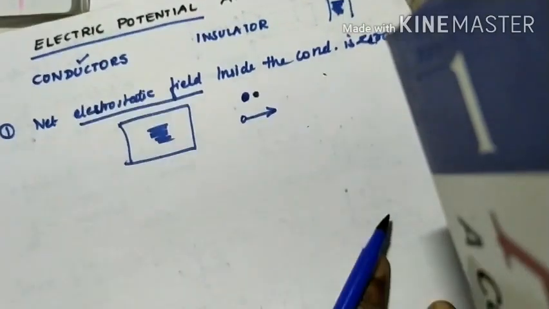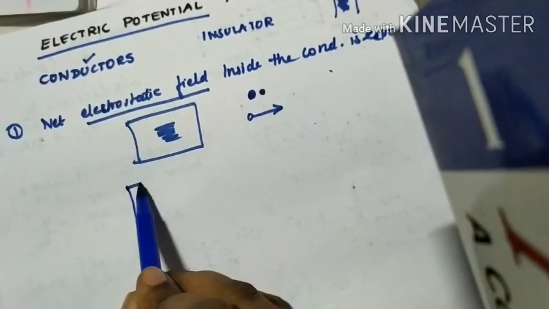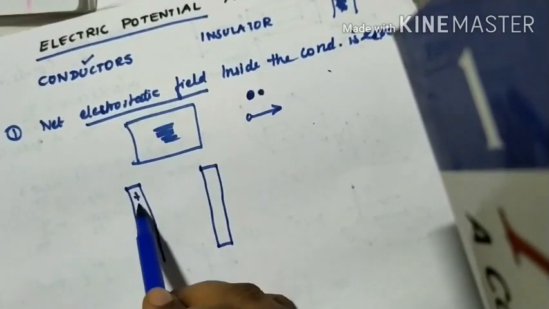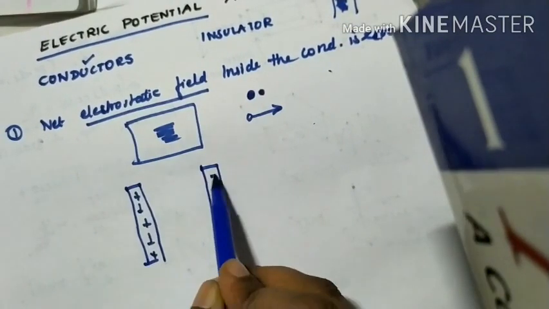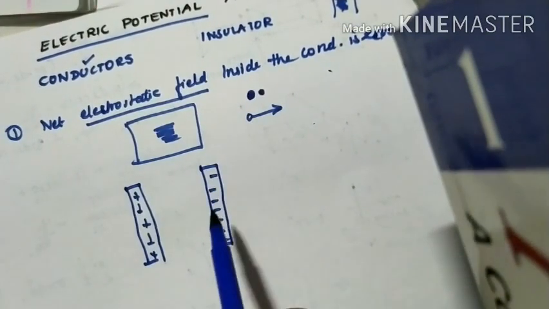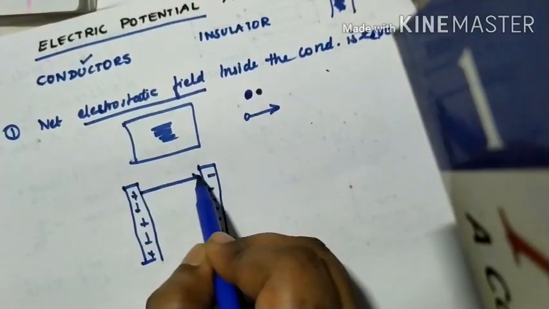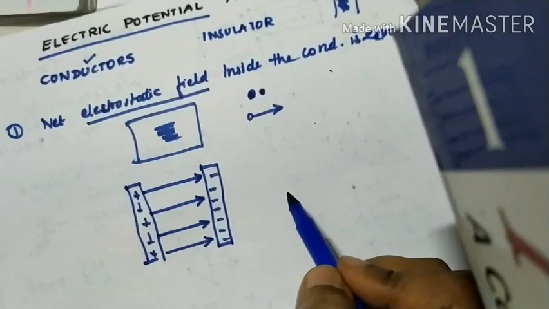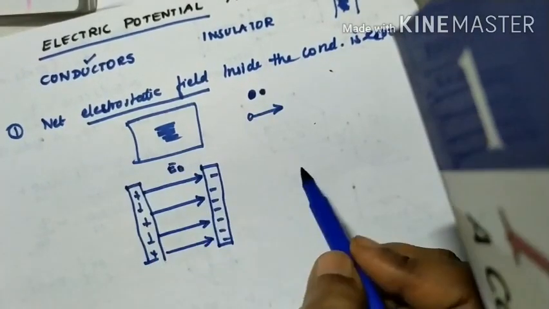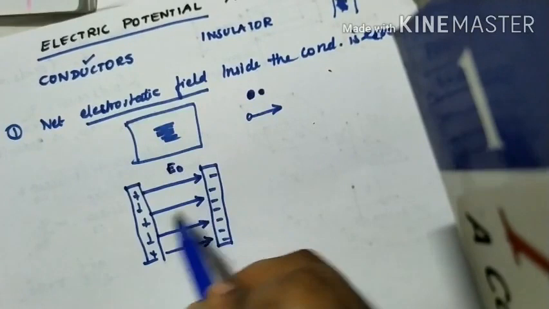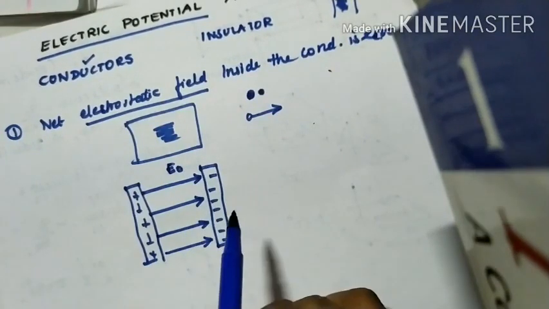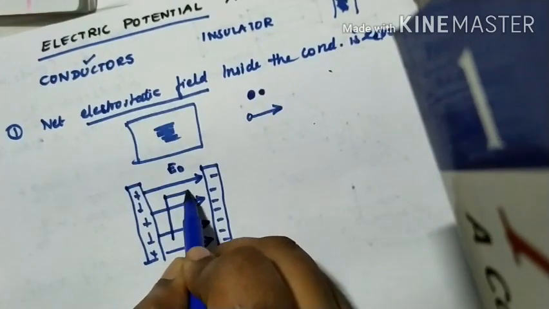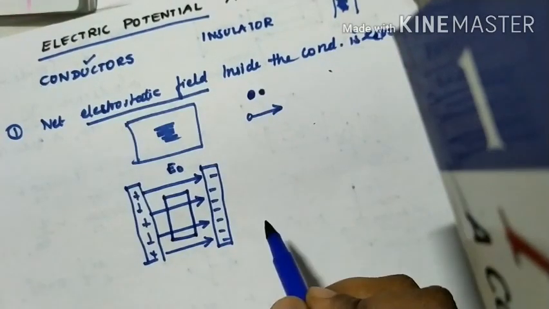Now we'll explain it with an example. Suppose you have two conductors, one is positively charged and the other is negatively charged. So what can happen? From the positive to the negative charge there will be an electric field. Let's name it E0. That is actually the external electric field, because this is just two conductors. Now the main hero, that is another conductor, I'm going to place inside it.